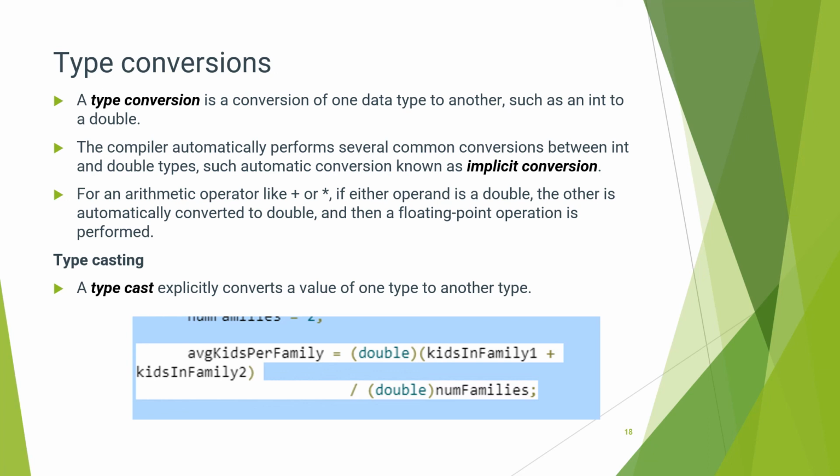So coming to typecasting, a typecast explicitly converts a value of one type to another type. So this is implicit conversion and this is explicit conversion. This is the way we write the explicit conversions, like average kids per family is equal to double of kids in family plus kids in family 2 divided by double of num families.